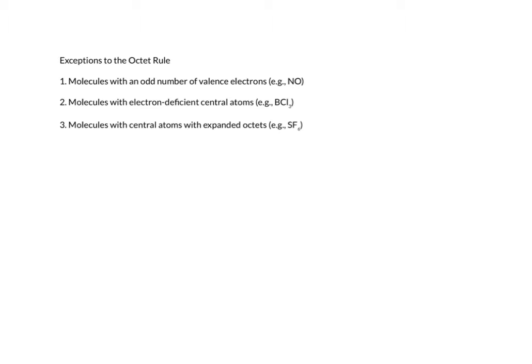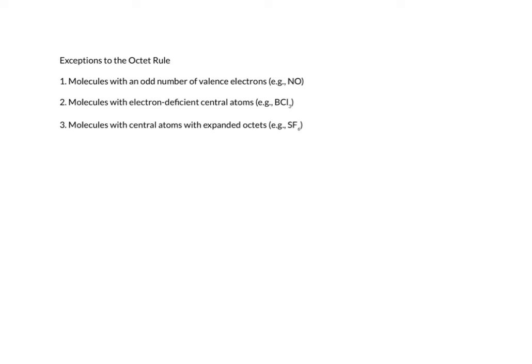In a second case, we could have electron-deficient central atoms, those that cannot hold 8 electrons around them. And then lastly, we can have molecules whose central atom has an expanded octet that accommodates more than 8 electrons around it. So let's go through these one by one.